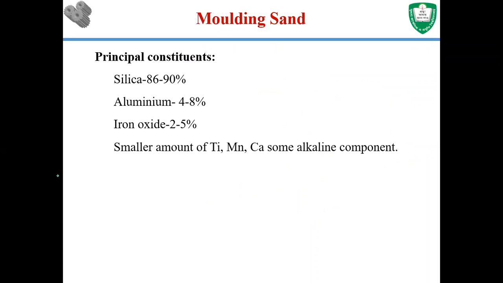So the next is the molding sand. In the case of molding sand, the principal constituents of the molding sand that we use in sand casting for the packing of the pattern, and then to produce the cavity, we use the molding sand. The principal constituents are silica, that means silicon dioxide, mostly 86 to 90%, aluminum oxide, 4 to 8%, and there are some iron oxide and some smaller amount of other materials or alkaline compounds present in the molding sand.